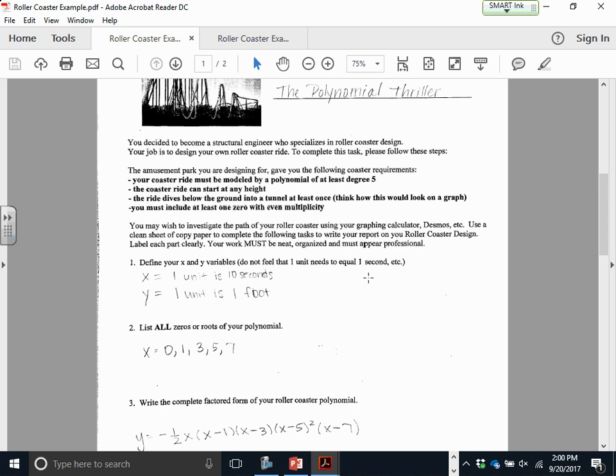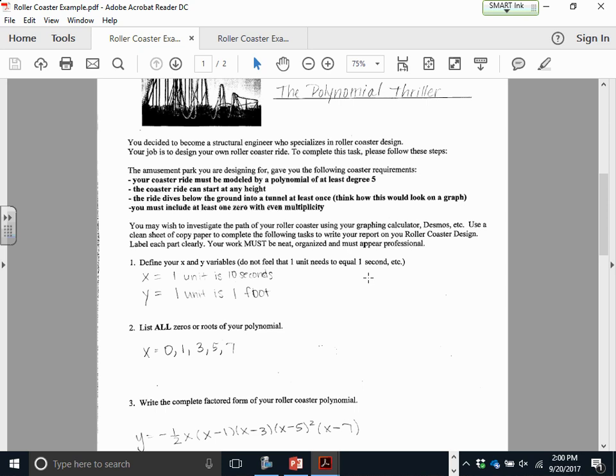Mrs. Holman, you just told me 6th degree polynomial. Okay, you better have one with multiplicity of 2. You must include at least 1 zero with even multiplicity. Whether it's 2 or 4, I don't care, but it needs to have even multiplicity.